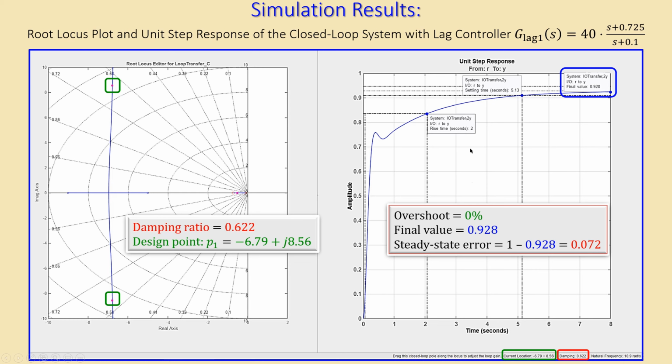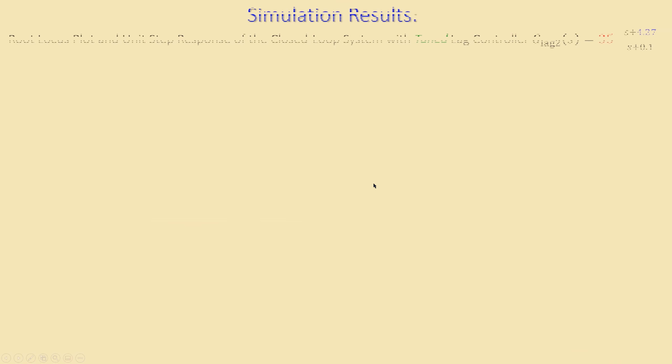In this case, the design is complete. We can say this is what you can use for your specifications, because time was not really the concern in this example. But if we want to speed up the system, which is possible because we have some headroom for our overshoot, let's look at the tuned lag controller in the next phase.